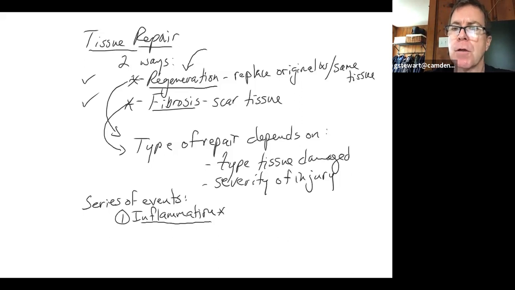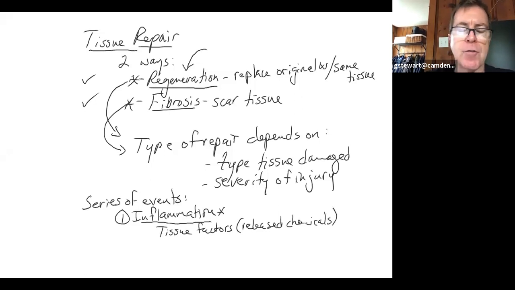I'm just going to write tissue factors, which are released chemicals that come directly from the damaged cells and sort of start this process. And then immune cells, those non-specific immune cells called macrophages, get attracted to the area and start to help prevent infection. And mast cells also release chemicals to mediate the inflammation.